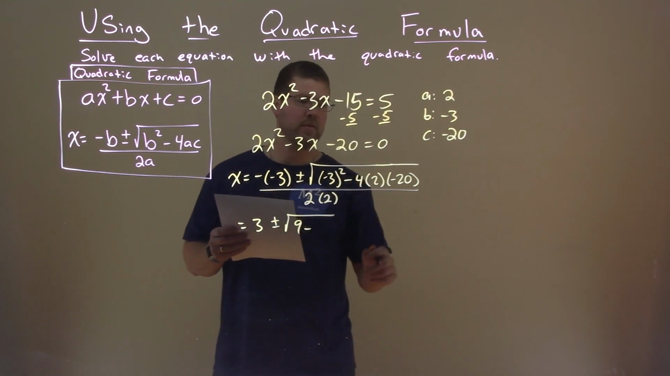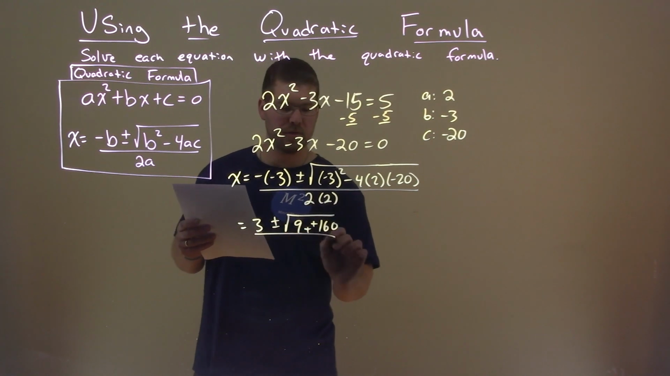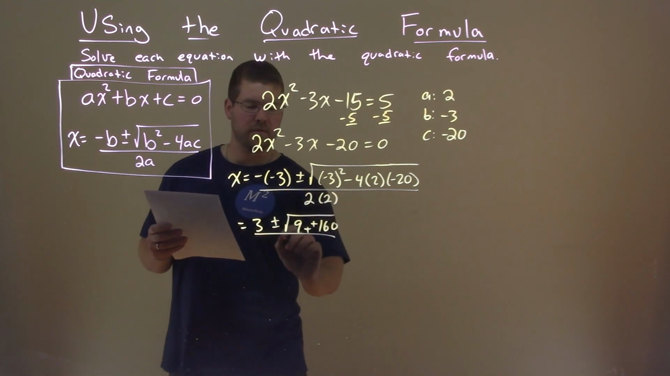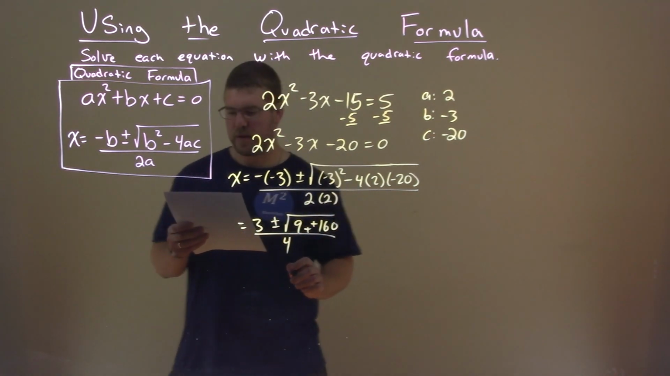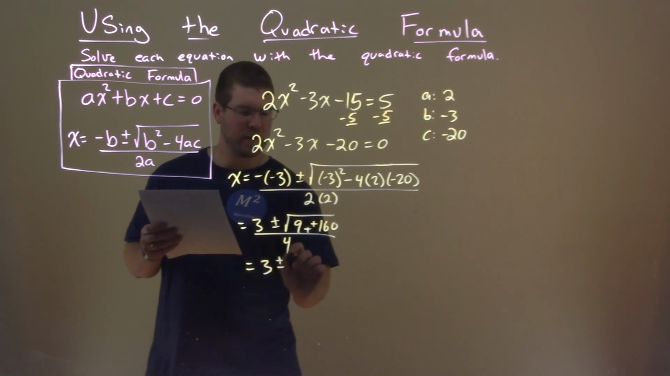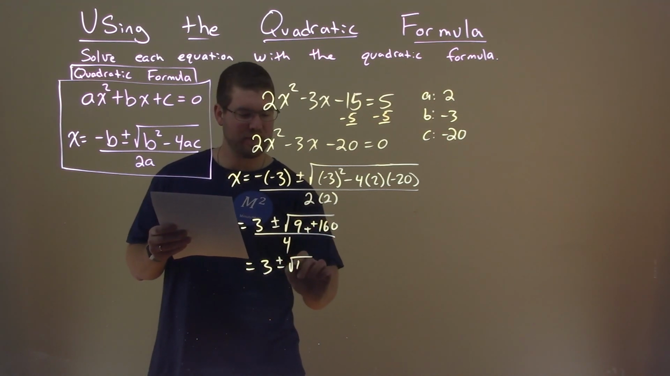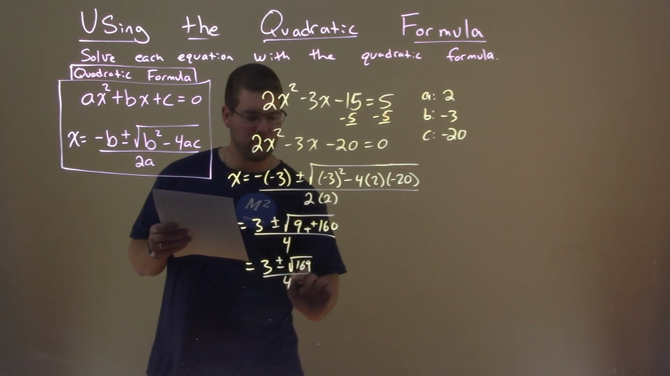Minus 4 times 2 times negative 20 is a negative 160. And a negative minus a negative is like adding a positive. 2 times 2 is 4. Well, let's simplify this a little more here. And what do we have? 3 plus or minus, well, 9 plus 160 is 169 over 4.